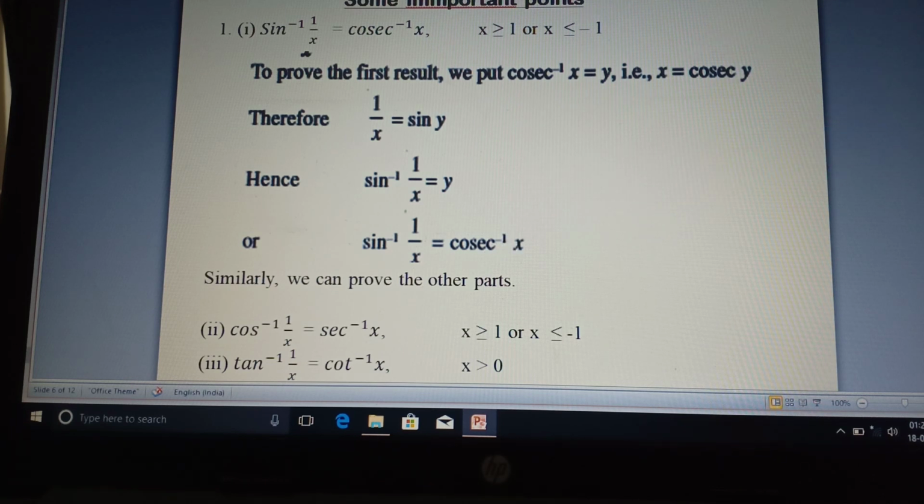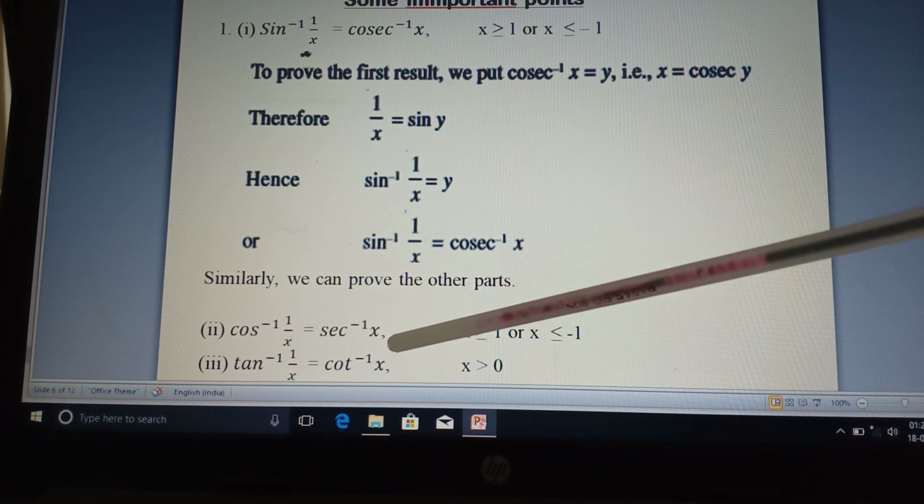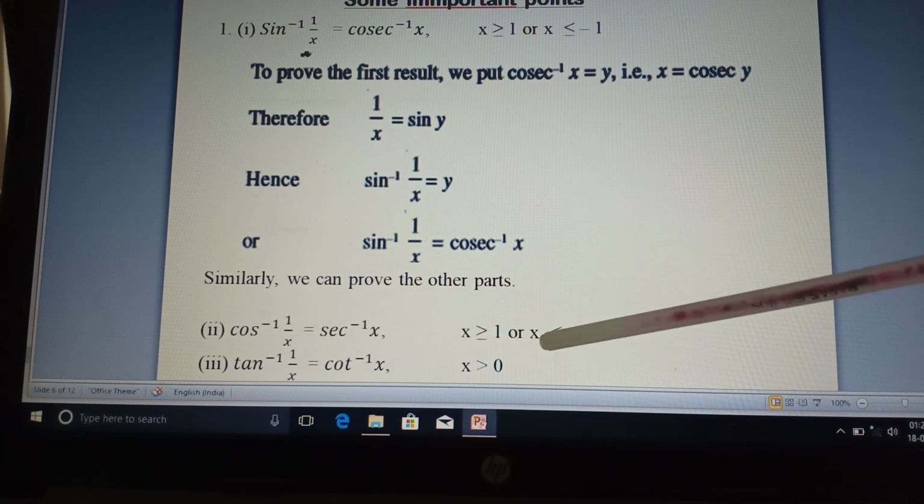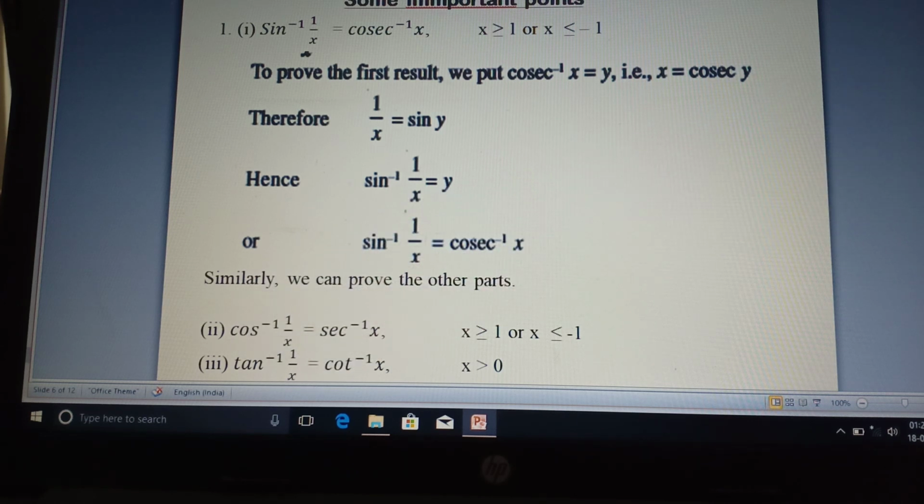Similarly, we can show that cos inverse 1 by x is sec inverse x when x is greater than or equal to 1 or x is less than or equal to minus 1, and tan inverse 1 by x can be written as cot inverse x when x is greater than 0.